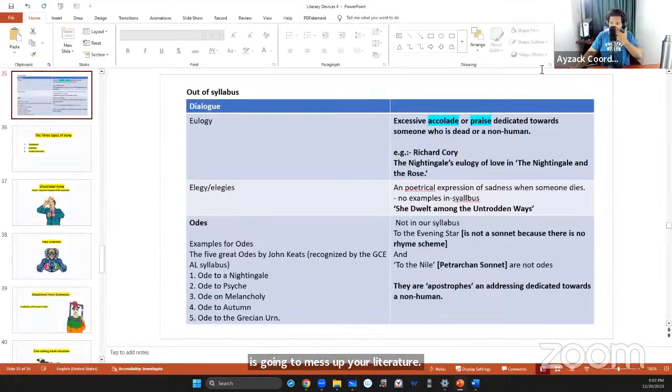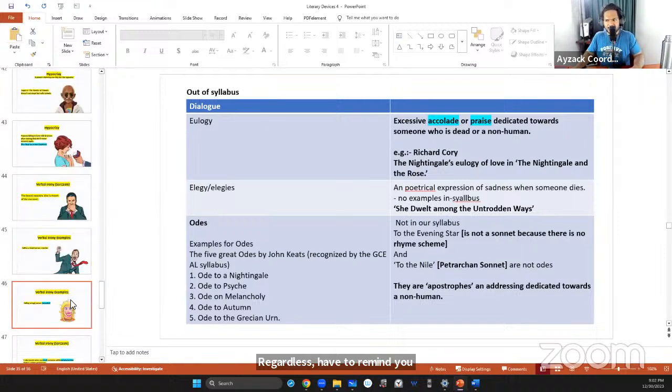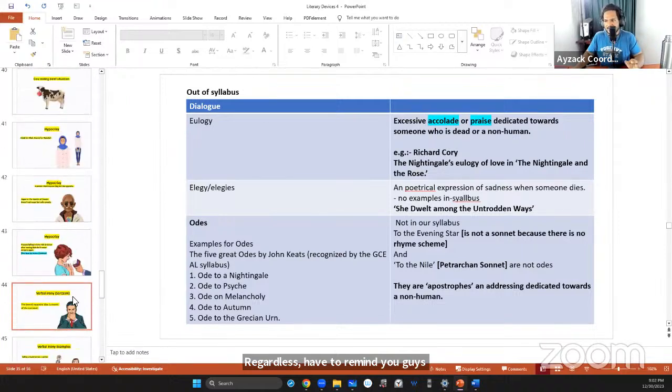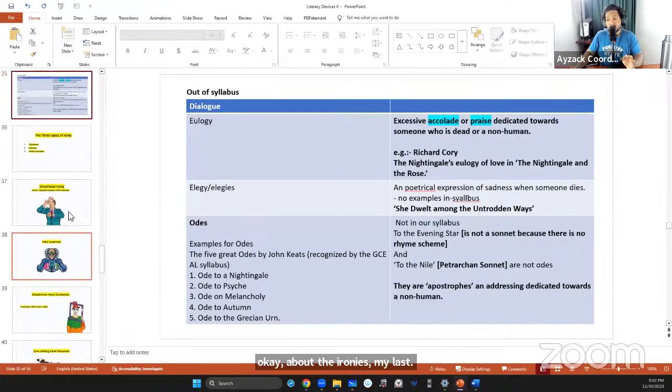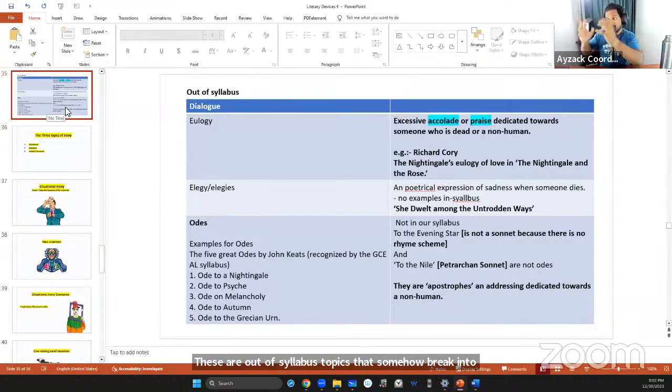Regardless, I have to remind you guys about the ironies, okay? My very last bit of notes for today's session. Please screenshot this, by the way, really valuable. These are out-of-syllabus topics that somehow break into the syllabus, and the pupils are confused when they think about these. We have eulogies.